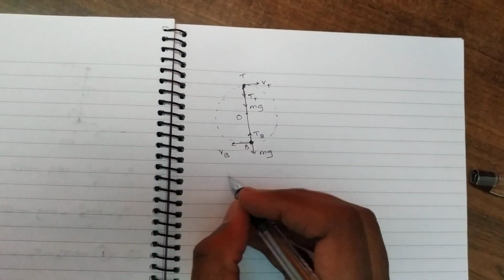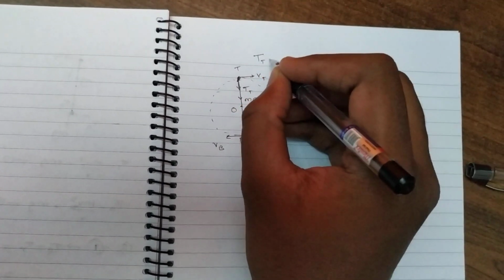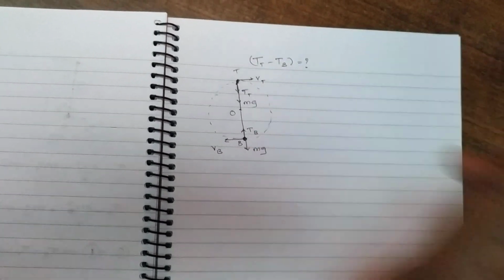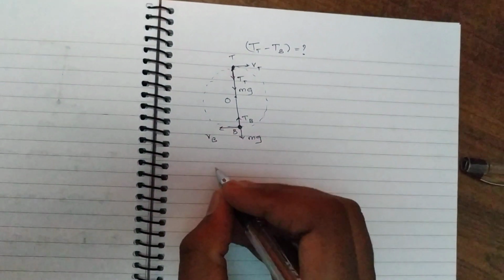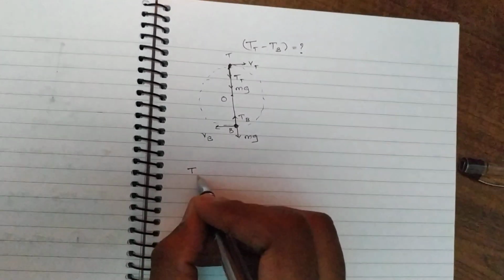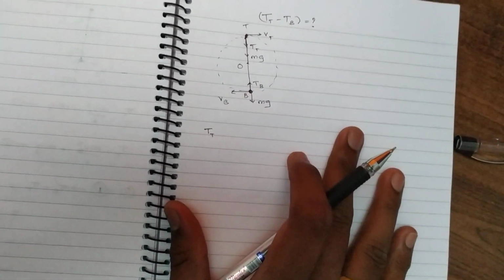Now here we are going to find the difference in tension, that is Tb minus Tt. This is what we are going to find in this lecture. Before starting with the derivation, I would like to revise the expressions which we derived in our previous video, part 1 of vertical circular motion.